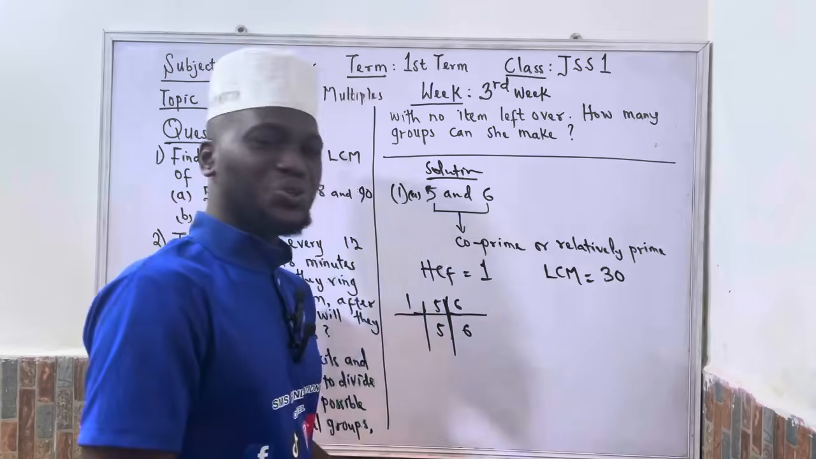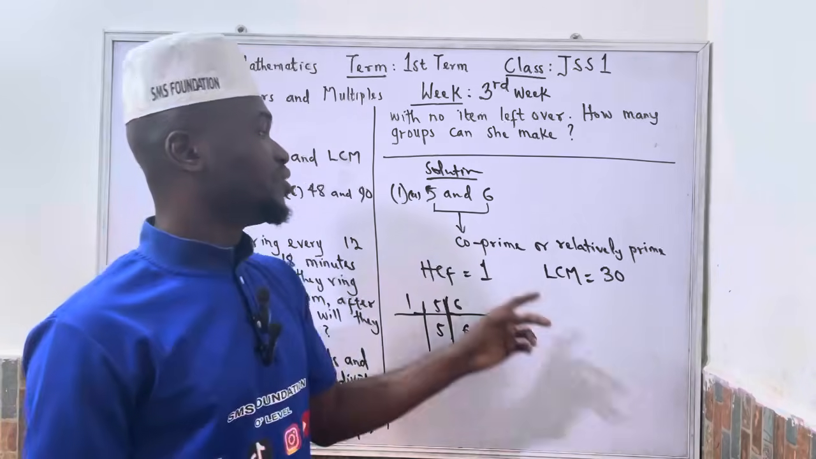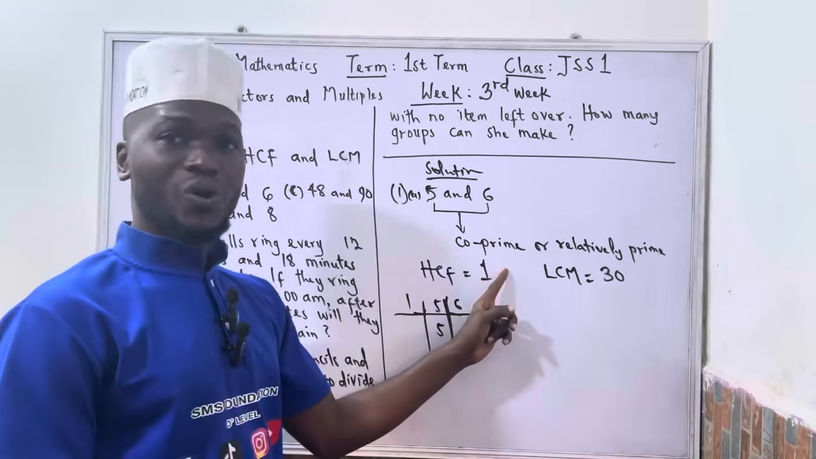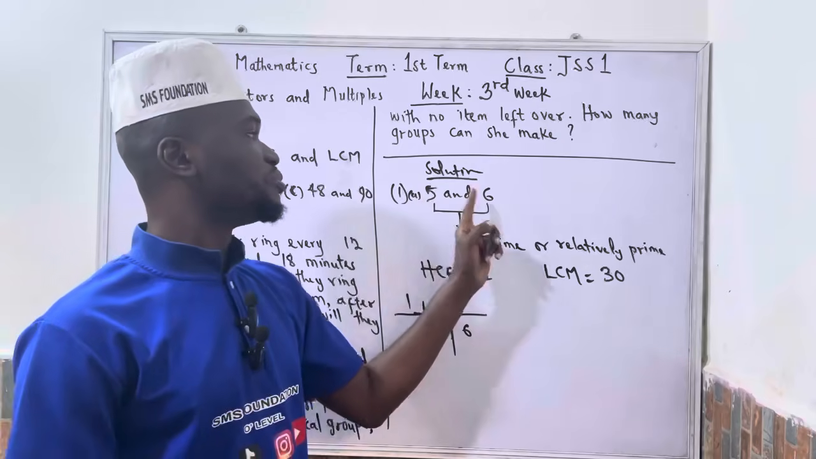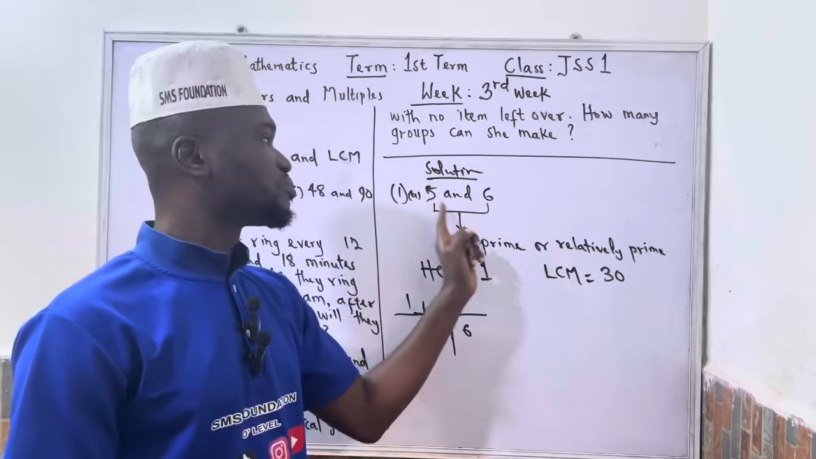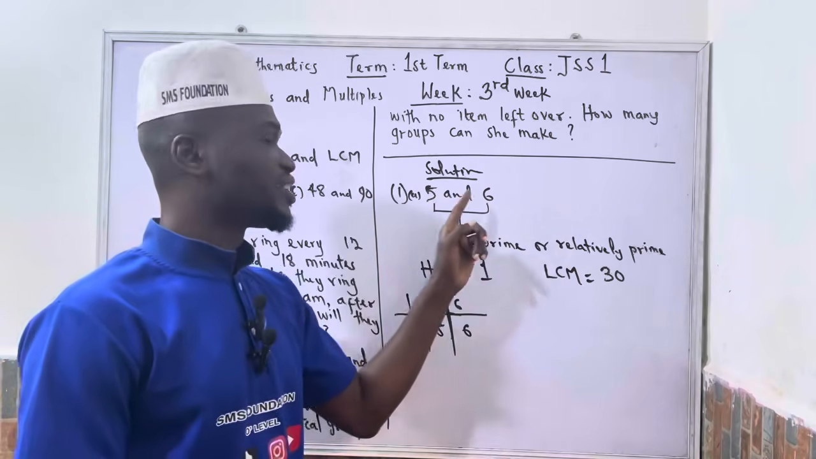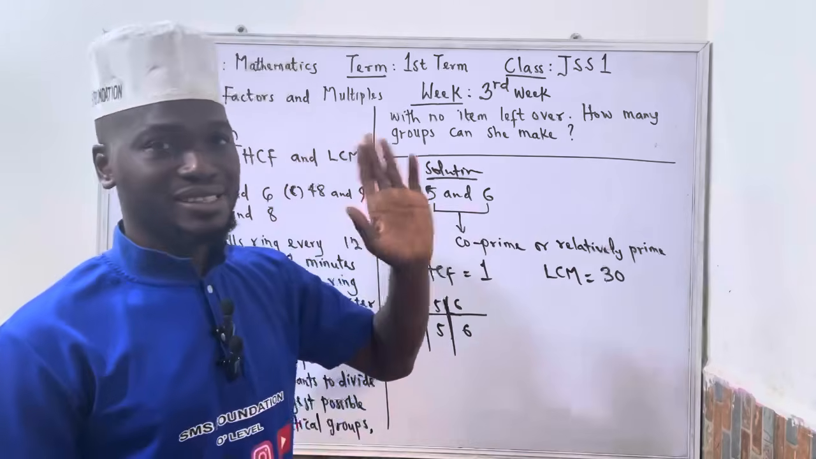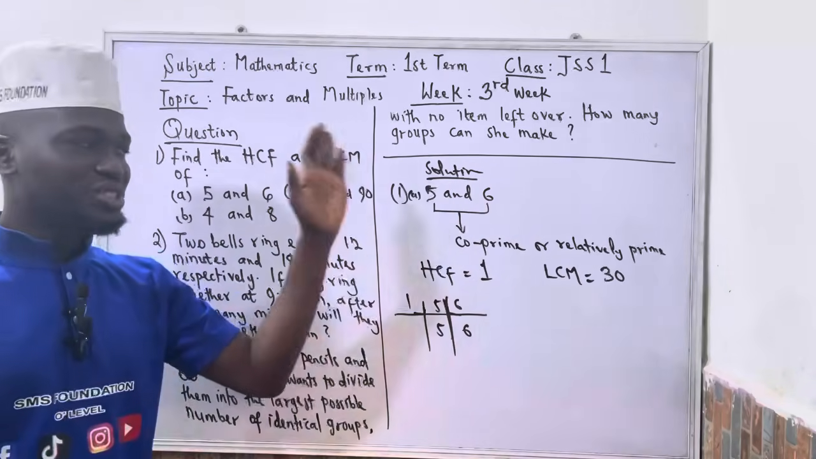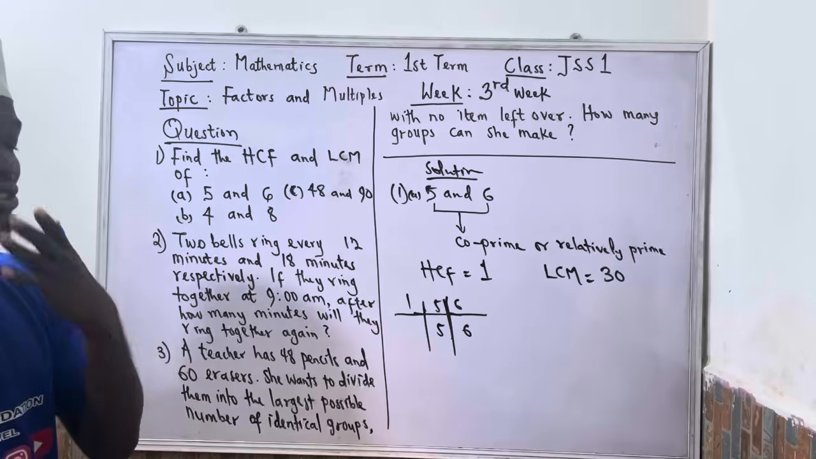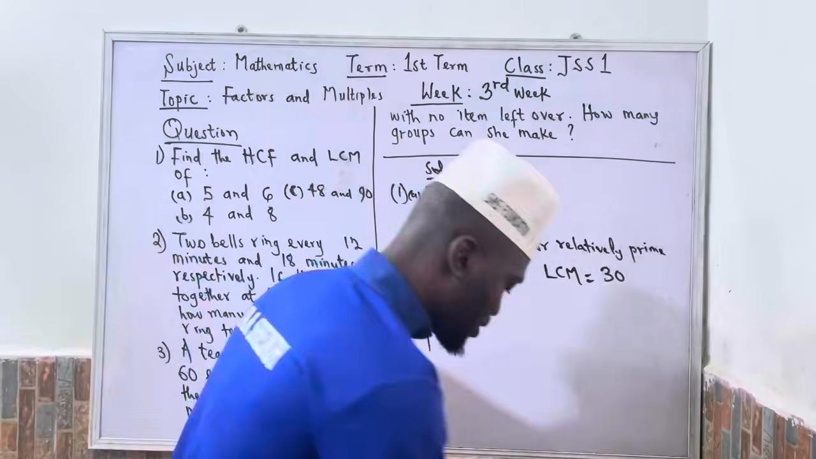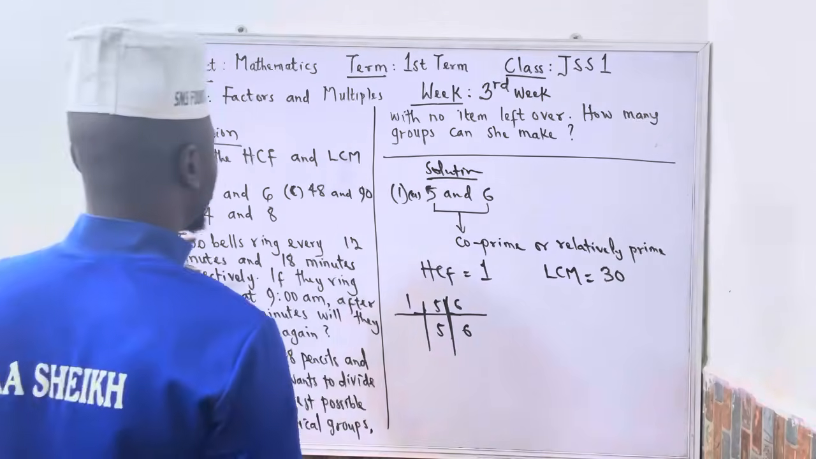So you don't even need to start drawing a table. Once you notice that HCF is 1, then LCM will just be the product of the two numbers. Just multiply them together. So 5 times 6 will give me 30. So these are simple tips that will help you in calculation. So let's see the second question.